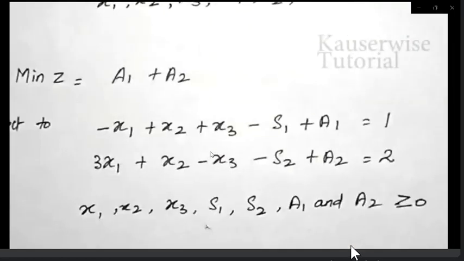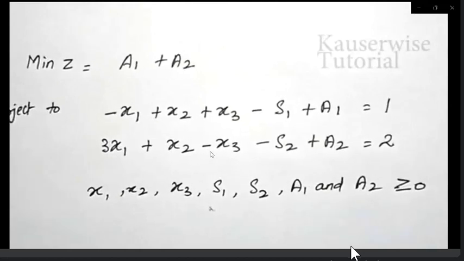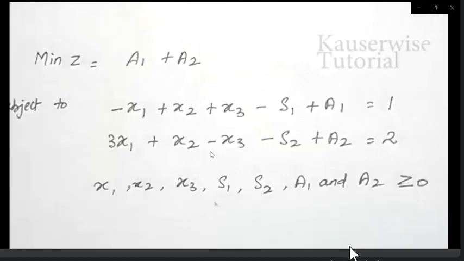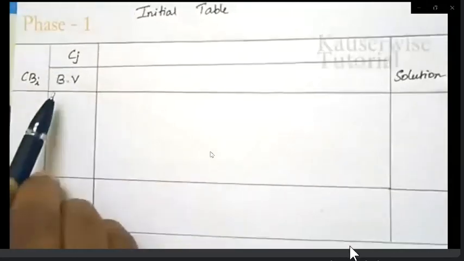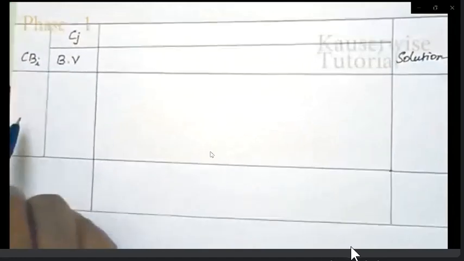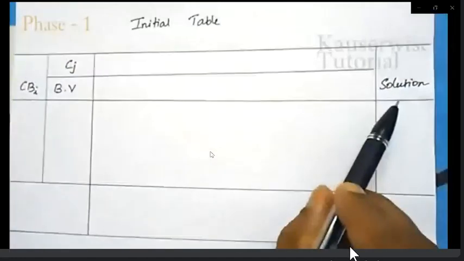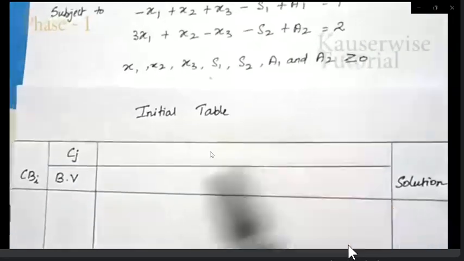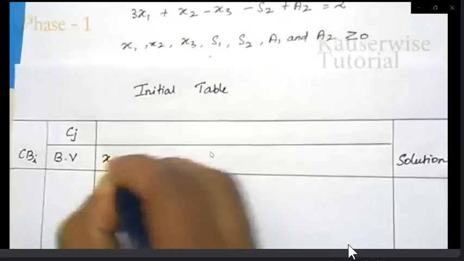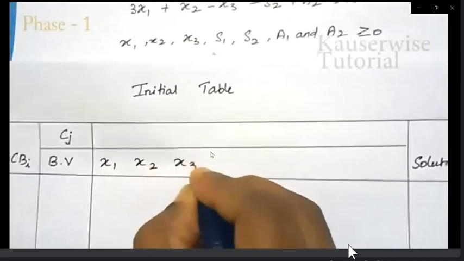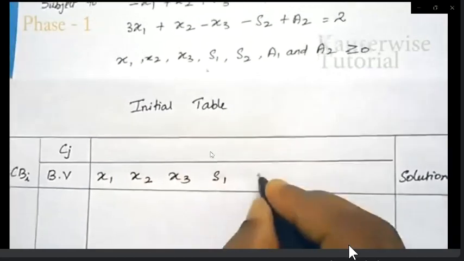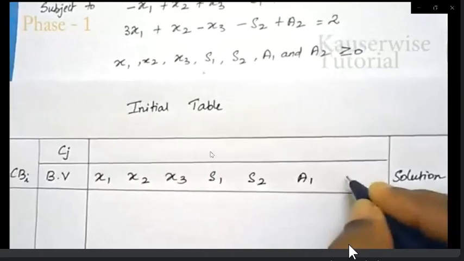With this information, we can start the initial simplex table for phase 1. See the initial table. This is the format of the initial simplex table: the Cj value, basic variables, cost of the basic variables, and solution. First we have to write the variables x1, x2, x3, s1, s2, a1 and a2, and the values of the basic variables.